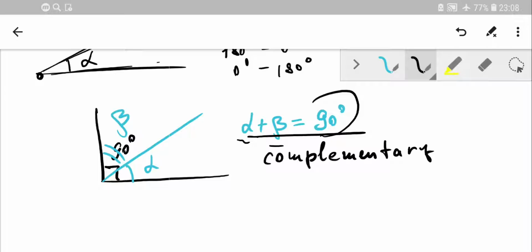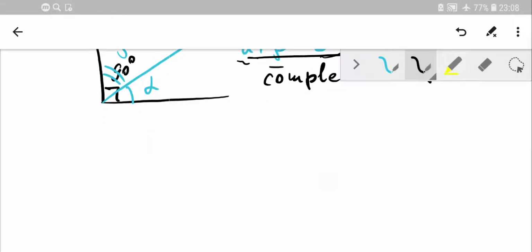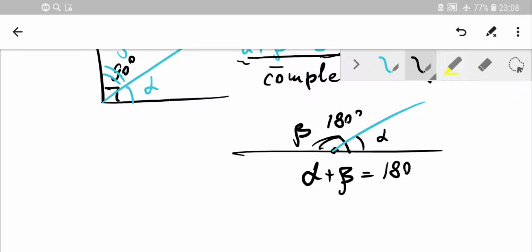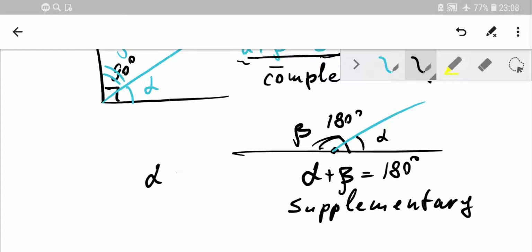What if you have an open angle, 180 degrees, basically a straight line, and here is the vertex? Obviously you can also split it into different parts. This is alpha and the rest is beta. Alpha and beta together will give you 180. In this case, they are called supplementary angles, and this is the equation that characterizes this specific type of angle.